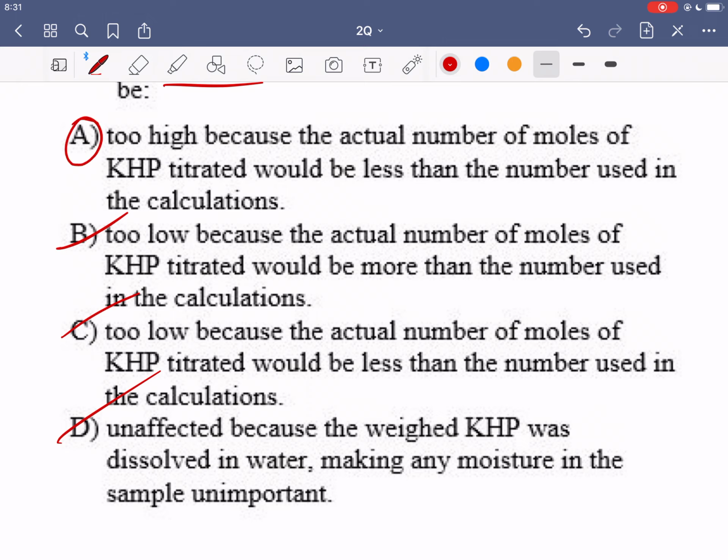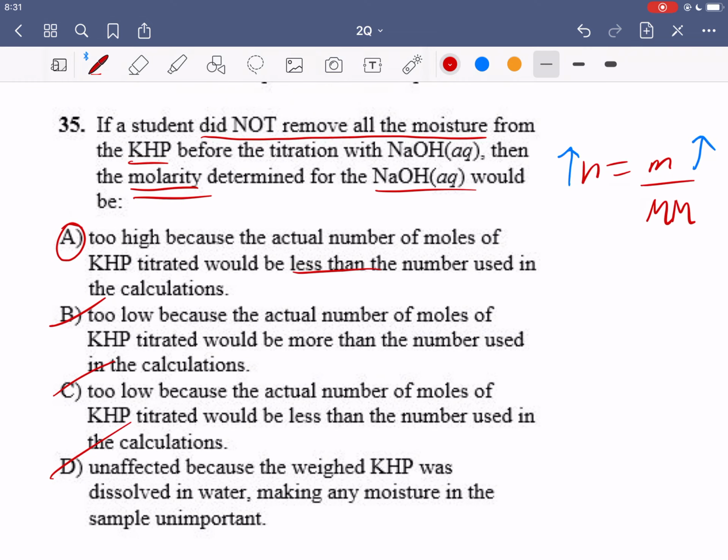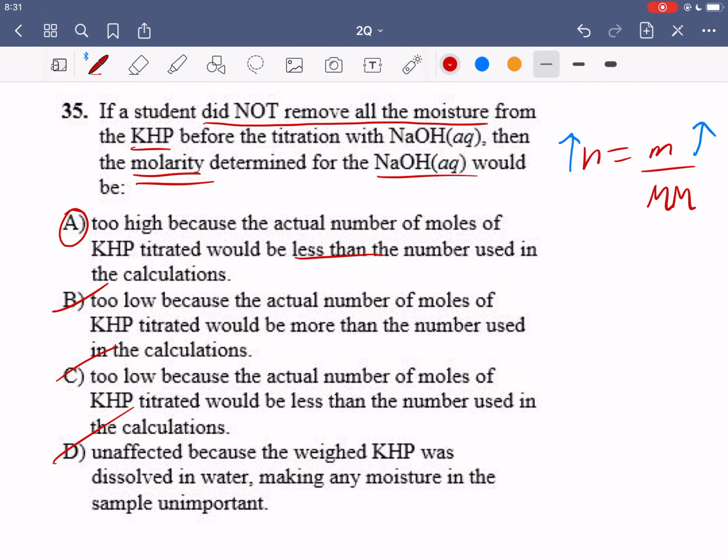So the final answer is too high because the actual number of moles of the KHP titrated, the ones that were actually present in the mass that you weighed out, would be less than the actual number of moles that you wrote down in your calculations. So it's too high, and that's the correct logic to it. Because of that, A is the correct answer for this final question. Hopefully all of that made sense.